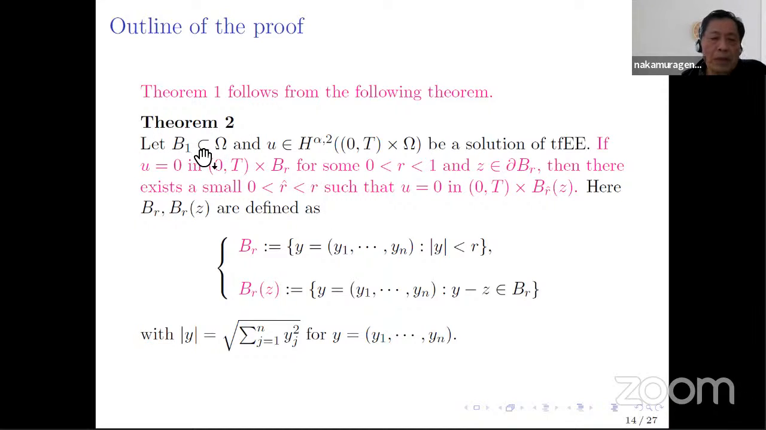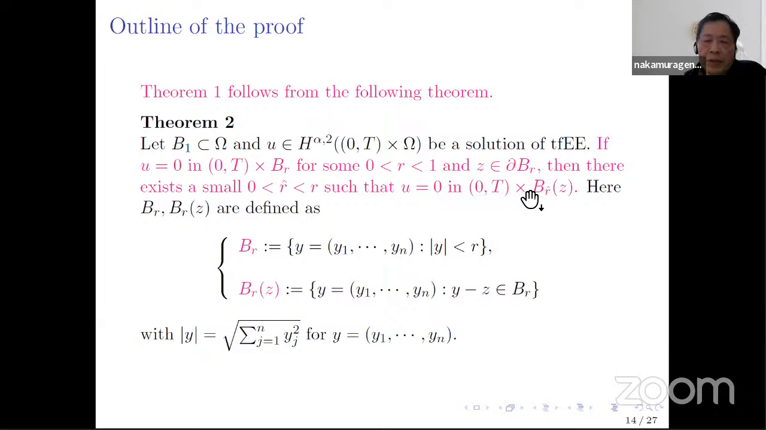First, let B1 be contained in omega. Here, BR is just the ball centered at the origin with radius r. And also let U belong to this function space, and it is a solution of TFEE. Then if U equals 0 in this set for some R smaller than 1, R a positive real number, and let Z be a boundary point of BR, then there exists R hat smaller than R such that U equals 0 in this set.